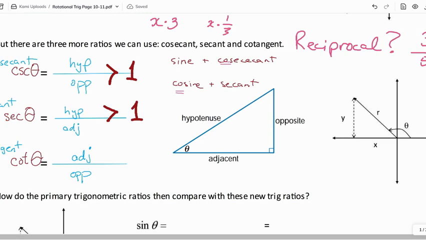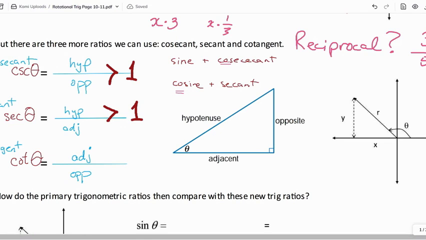Did I hear that there's a question? Do you have a question? I was just going to ask if these formulas would be on the sheet, like sine y over r. I think you get the primary trig ratios, this y over r. And I think I even give you that sine and cosecant relationship. I'll tell you for sure on Monday, but I give you quite a lot.